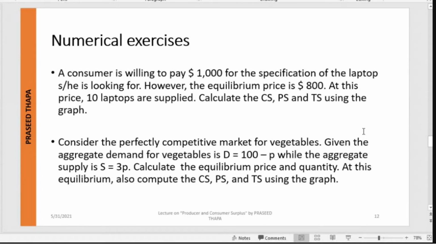Now based on this information, okay, we are able to calculate the equilibrium price and quantity. Now, at this equilibrium, now your responsibility is to calculate the consumer surplus, producer surplus, and total surplus using the graph. Graph banani, compute the consumer surplus, producer surplus, and total surplus. This is your task for now, and I want this to be explained.